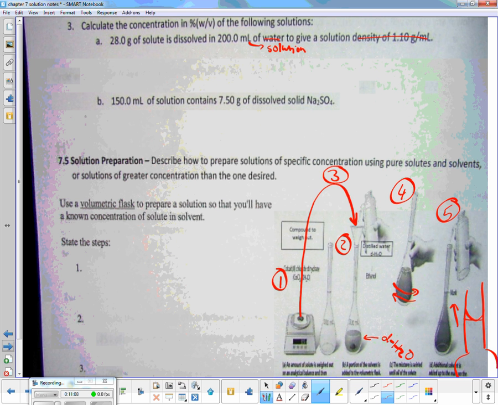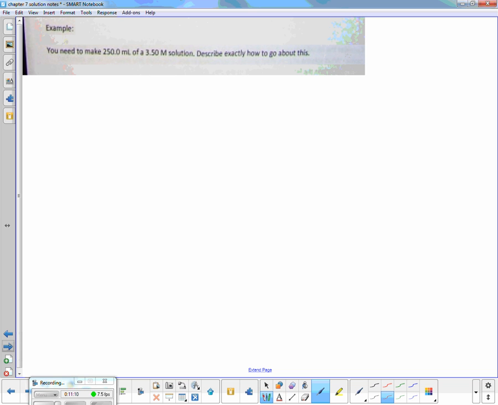So let's go and do one. Here's one. I need to make up 250 milliliters of 3.5 molar solution. Describe exactly how to do this. So I'm going to go step by step. The first step is I'm going to grab a 250 milliliter volumetric flask, because I'm going to need that to make it.